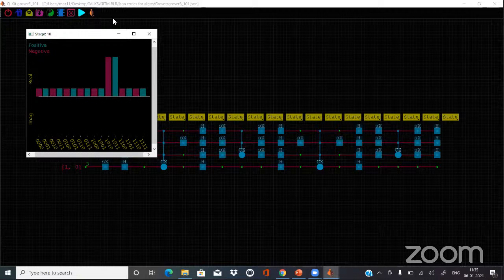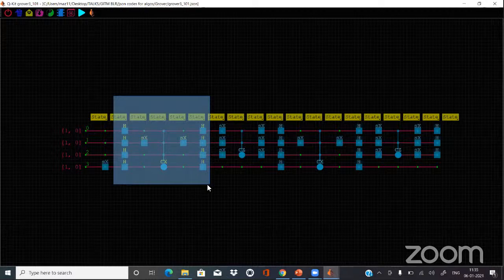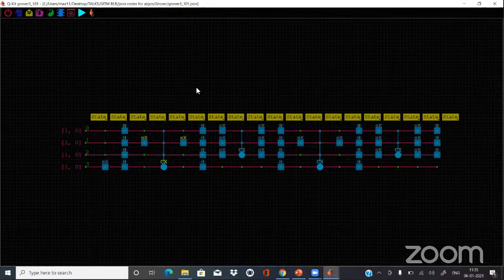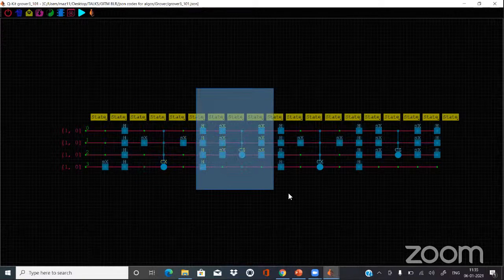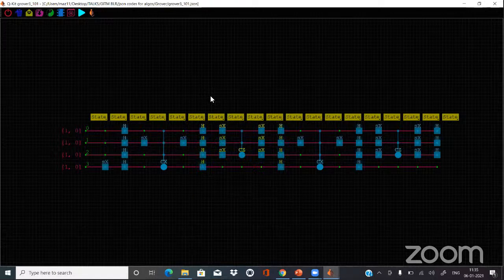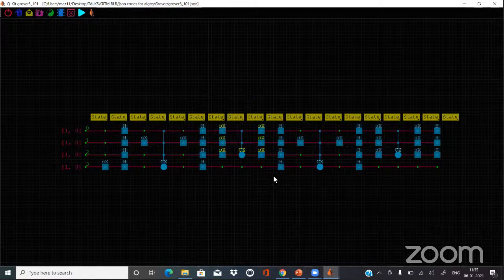So you have to holistically understand this thing. If you see this part, this part is your oracle thing. The phase inversion is going here, and this complete thing is your inversion about mean operator. In that also, this internal part is the phase changing every state except 00. Okay, sir. Got it.